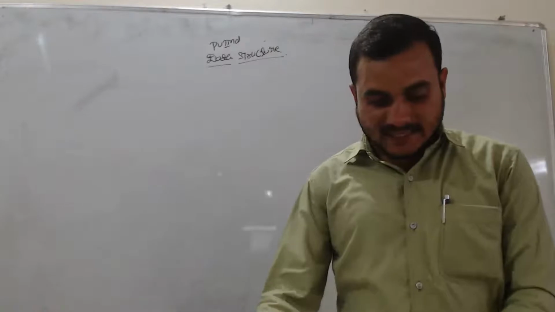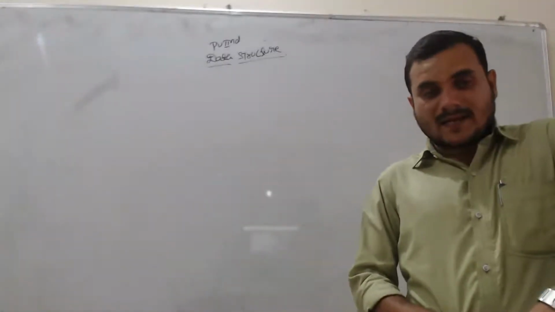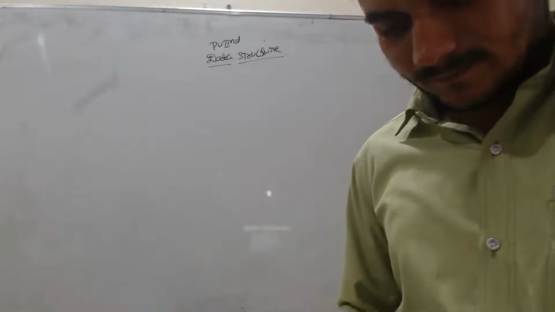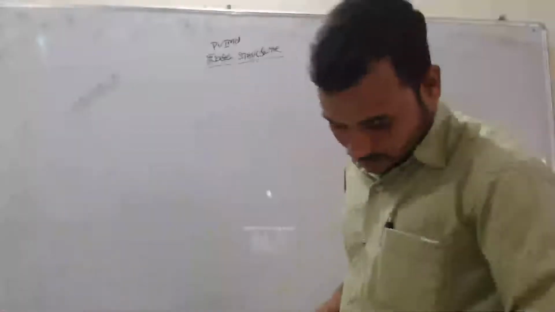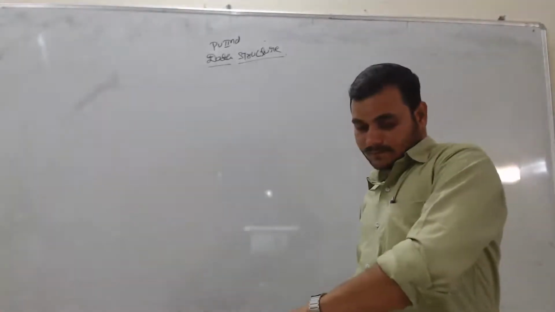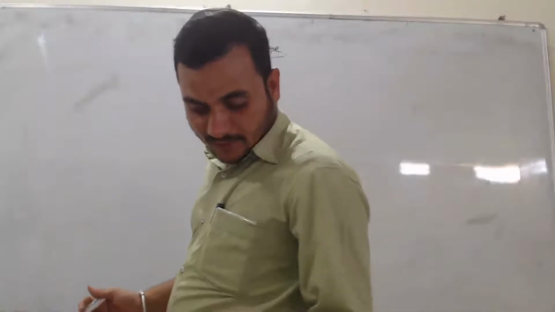Then the second one is deleting the first node. How to delete the first node? Here we were inserting a node at the end of the list. Now we have to delete a node. Deletion of the first node.